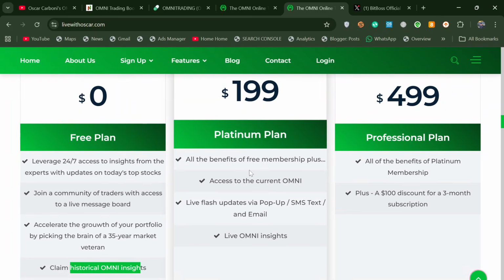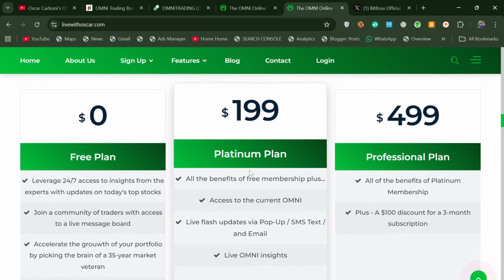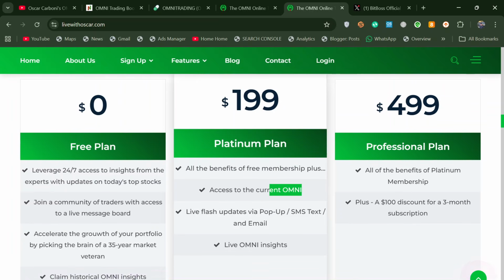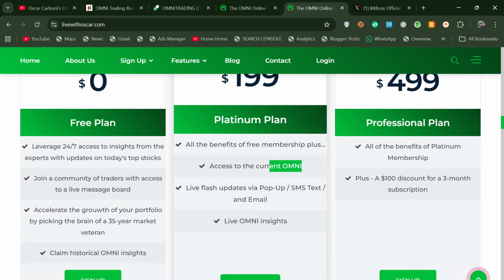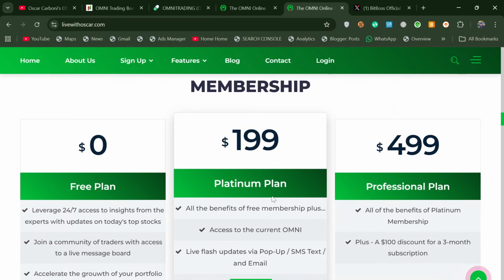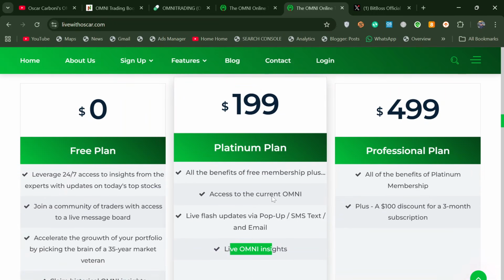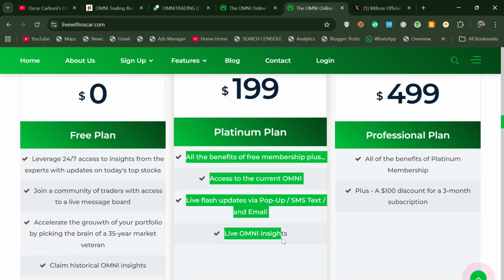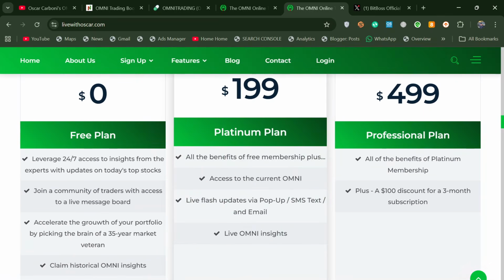But in the platinum plan there is something very special: all the benefits of the free plan and also access to the current Omni and live flash updates via pop-up messages and emails, and live Omni insights. But the professional plan has even more options than platinum. All the benefits of the platinum membership are included in the professional plan.